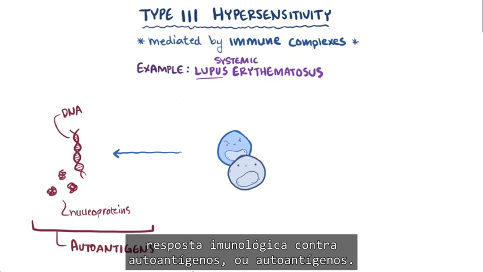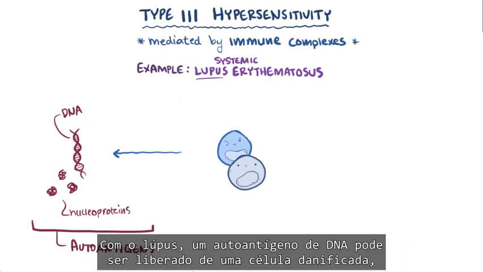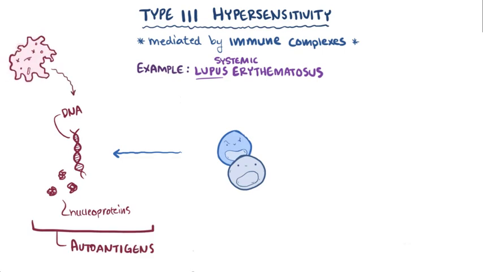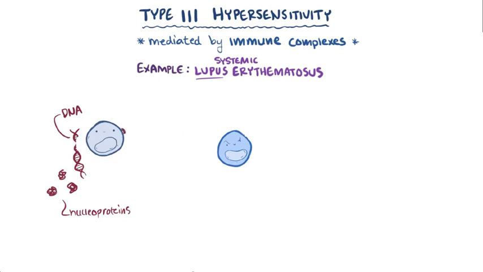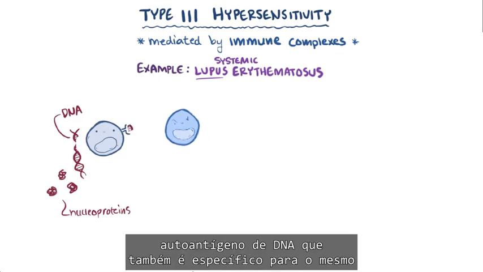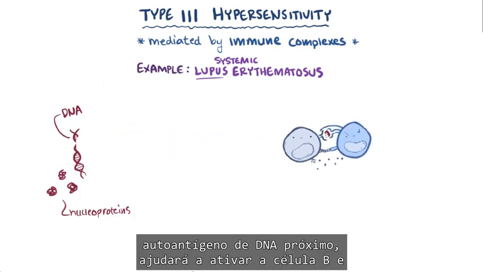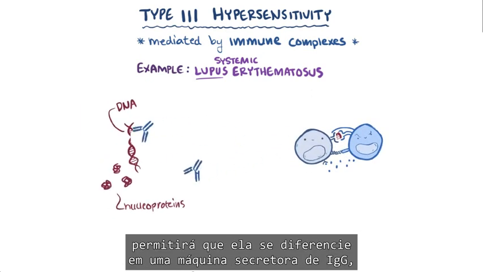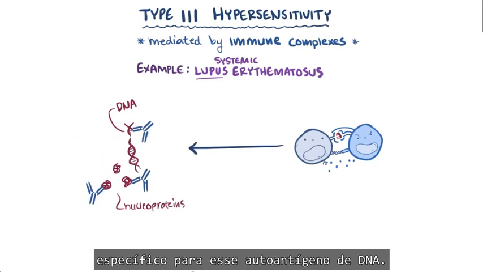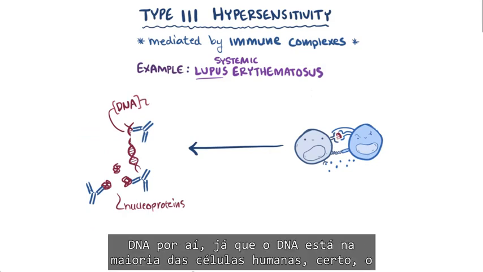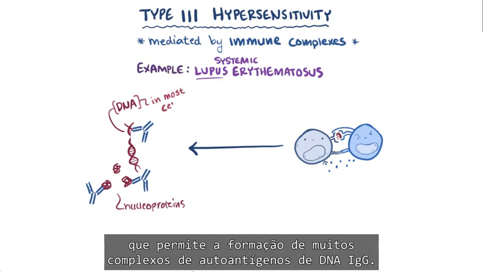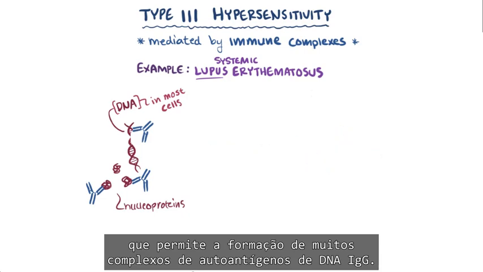autoantigens, or self-antigens. With lupus, a DNA autoantigen might get released from a damaged cell, and a circulating self-B cell might find it and bind to it. If a T helper cell that's also specific for the same DNA autoantigen is close by, it'll help activate the B cell and enable it to differentiate into an IgG secreting machine, specific to that DNA autoantigen. Now what? Well, first off, there might be lots of this DNA autoantigen around, since DNA is in most human cells, right? Which allows a lot of IgG DNA autoantigen complexes to form.